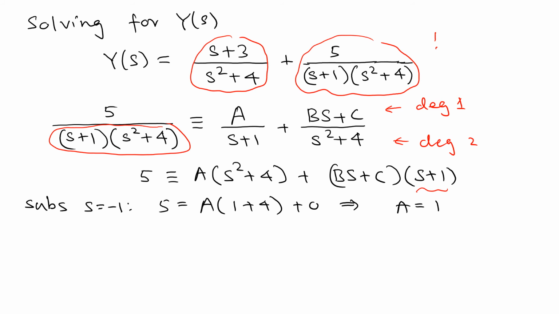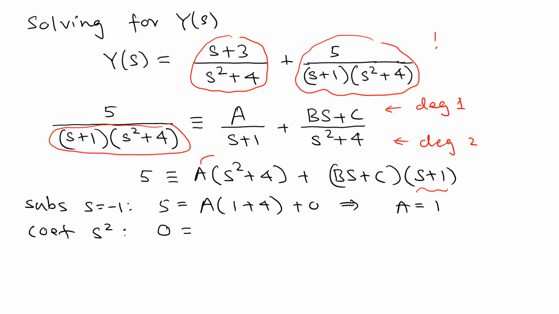You cannot find any more using substitution. So next what we do, we're going to go with the coefficients. We always start with the highest coefficient. So highest term. So in this case highest term is s squared. And you can see that there's no s squared term on the left side, so the coefficient is 0.